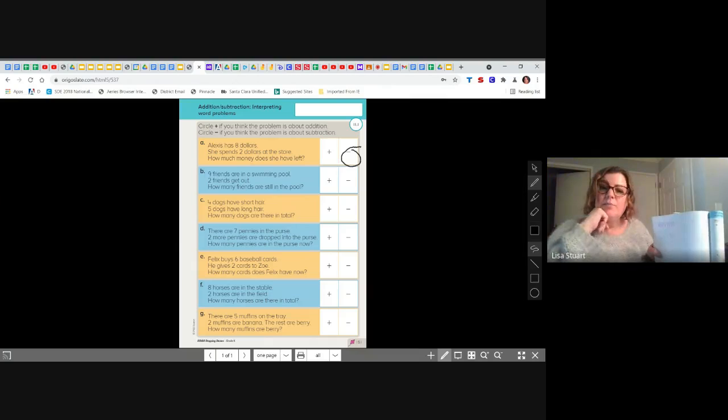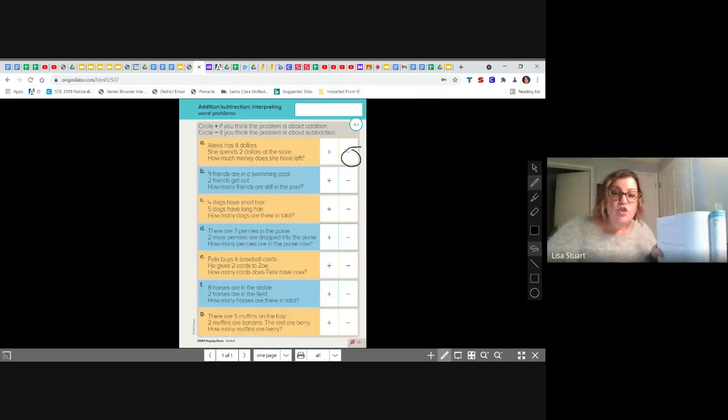Let's look at letter B. It says 9 friends are in a swimming pool. 2 friends get out. How many friends are still in the pool? So it sounds like we're taking away. Let's draw it out. I'm going to do dots for people, like their heads. I need to do 9. 1, 2, 3, 4, 5, 6, 7, 8, 9.